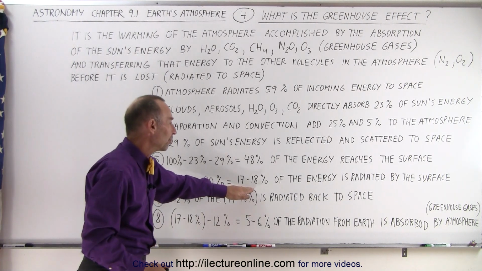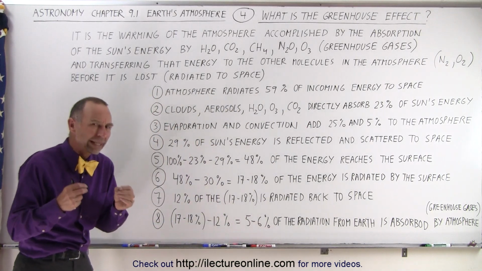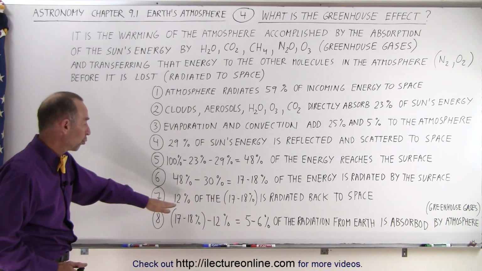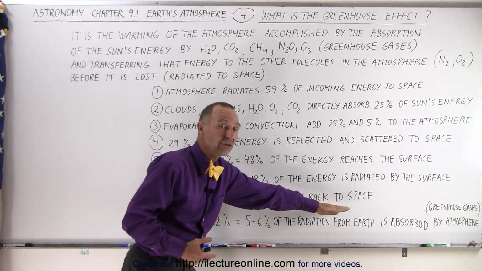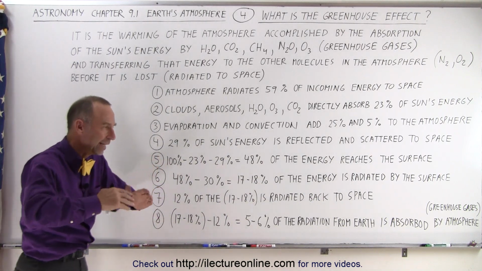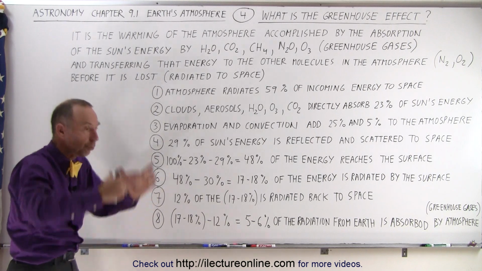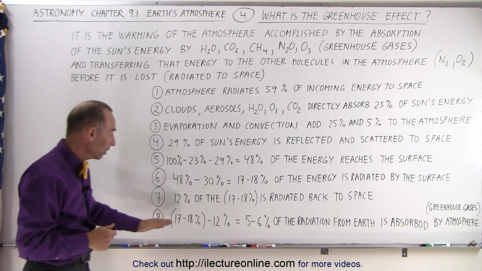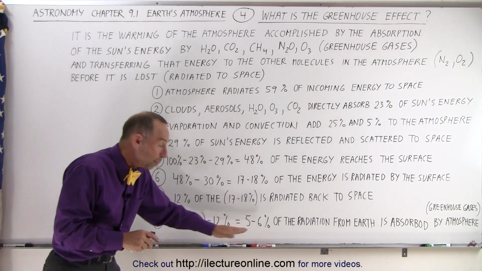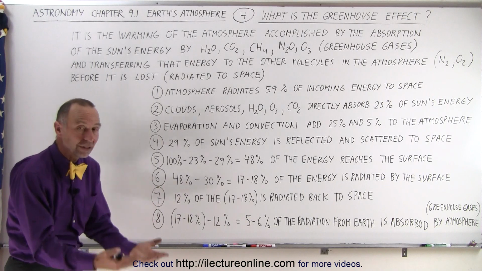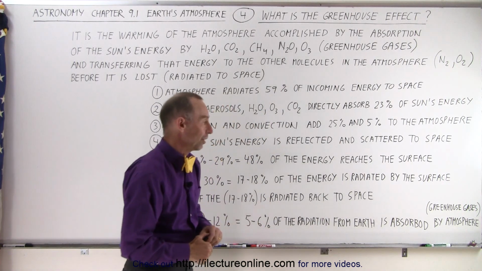So the 17 to 18% of the energy is radiated back by the surface towards space. But does it all get there? The answer is no. 12% of the 17 to 18% that is radiated does make it back to space because it has the wavelength and frequency that does not get absorbed by the atmosphere or by the molecules in the atmosphere, and therefore does reach space. But the remainder, if you subtract 12% from the 17 to 18%, you end up with about 5 to 6% of the radiation radiated back from the surface of the Earth that does get absorbed by the atmosphere.